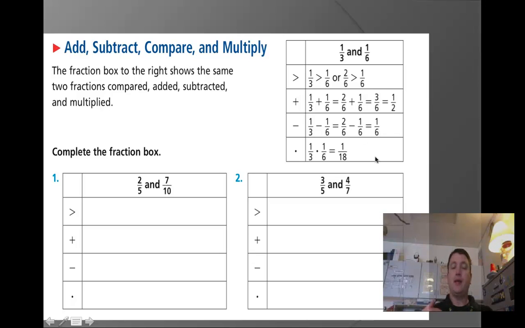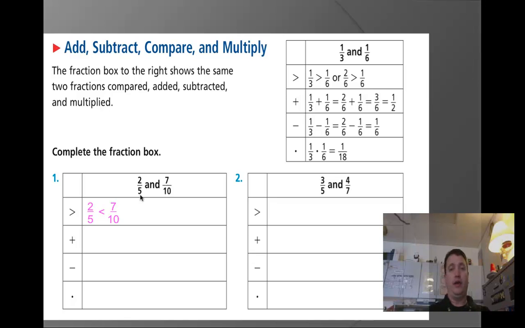Now, I'm going to walk you through this, and then I'm going to have you pause and practice in your math notebook today on problem number 2. But I'll walk through problem number 1 with you right now. All right, so the first one here, when I set this up, I know that 2/5 is less than 7/10.